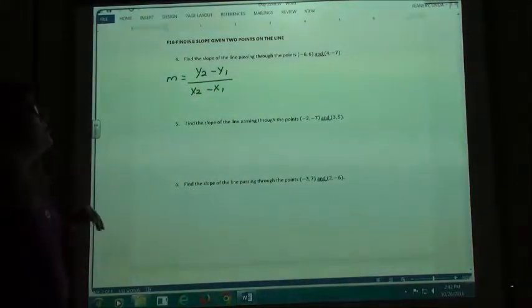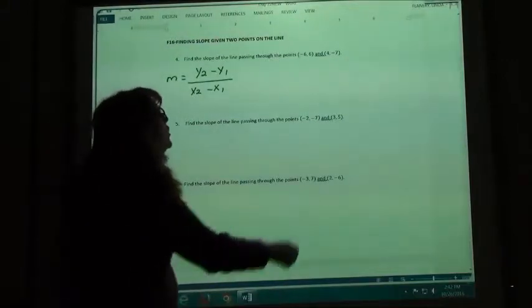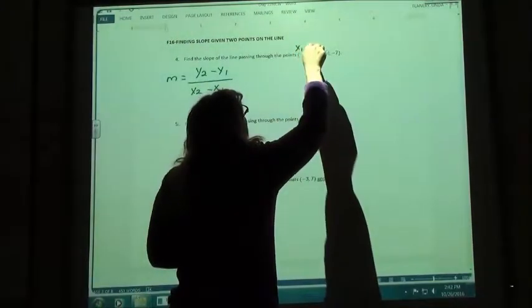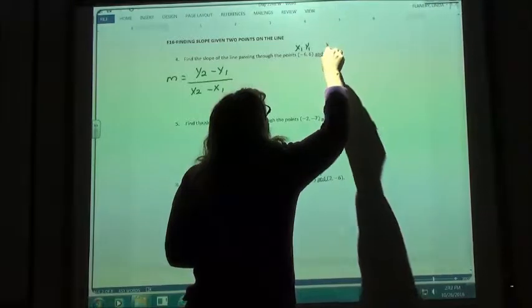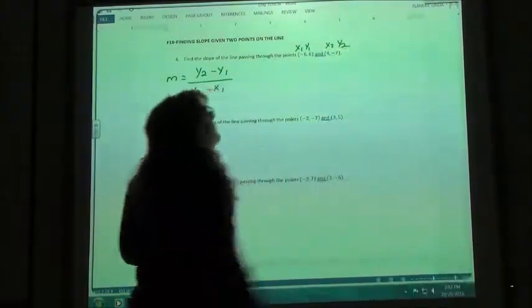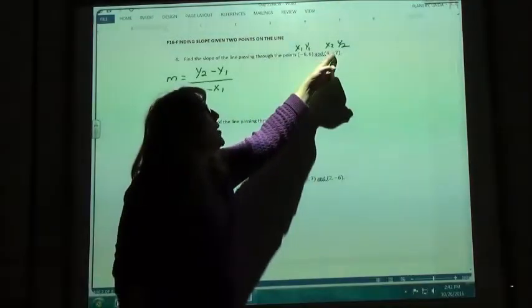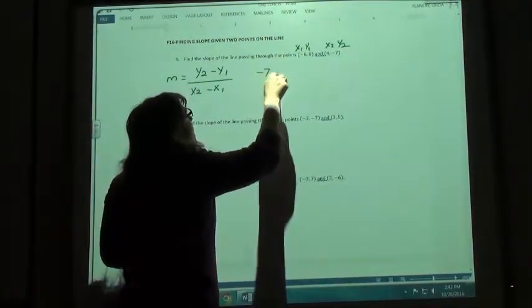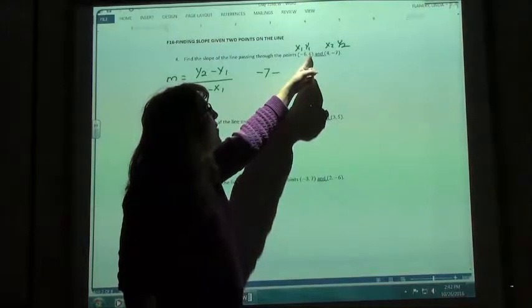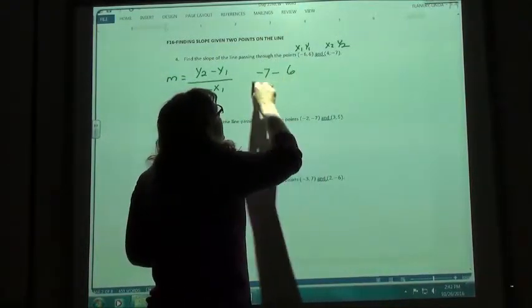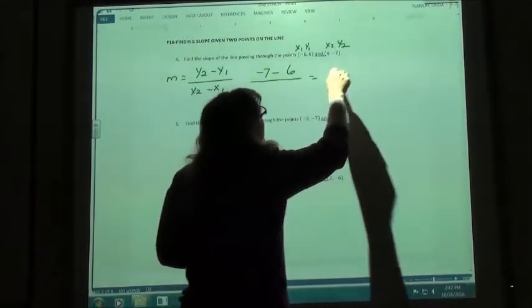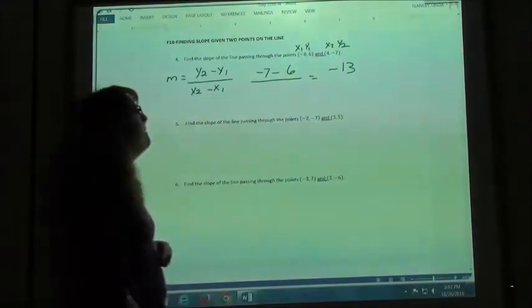And again, it really doesn't matter which one is point 1 and point 2. I'm just going to say this one is point 1 and this one is point 2. So I'm going to take the y value from point 2, which is negative 7. I'm going to subtract the y value from point 1, which is 6. Negative 7 minus 6 then gives me negative 13.